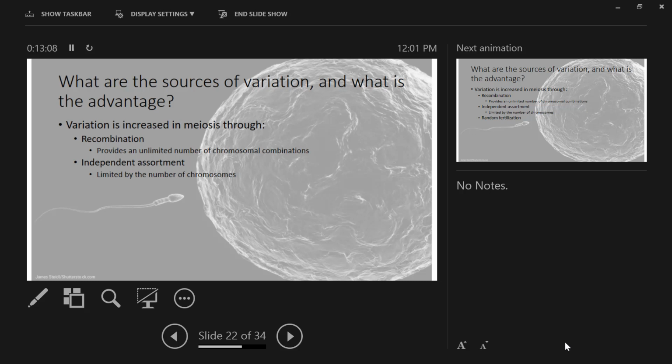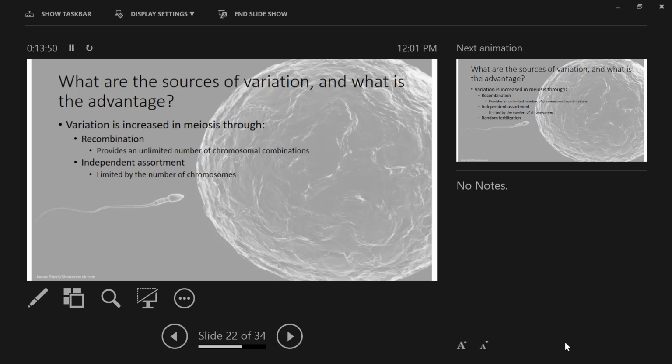I love how you all are nodding your heads. You're like, yep. No, there's no reason why this would happen. It's completely random. Because you could have this, or you could have this. There's no reason all the paternal need to line up on the left and all the maternal on the right. Or you could have this. Right, you could just as easily have that.